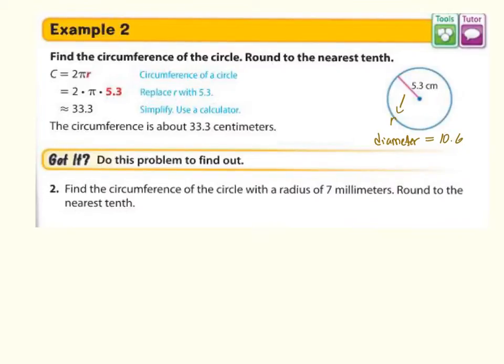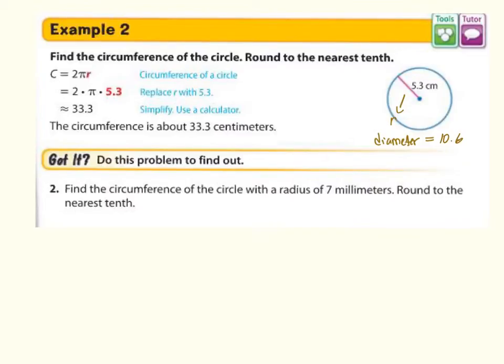So when we calculate for the circumference, all we're going to do is then take the diameter of 10.6 and multiply it by pi, which is basically the button on our calculator.